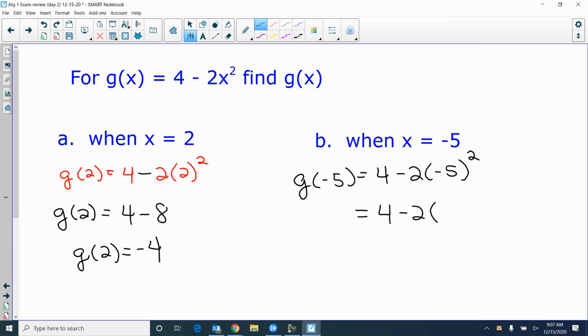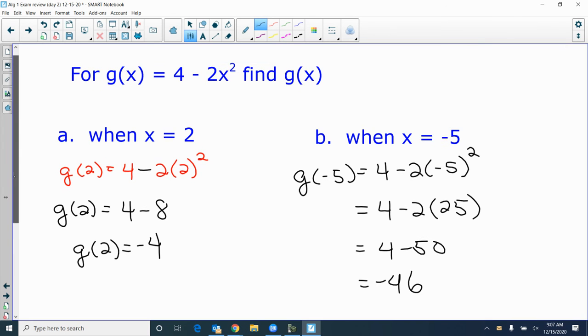I just wanna see if I can do it. Make sure, yeah, -5 squared, that's positive 25. And now this becomes 2 times 25, which is 50, and 4 minus 50. So you should end up with negative 46. Okay, for that one, negative 46.